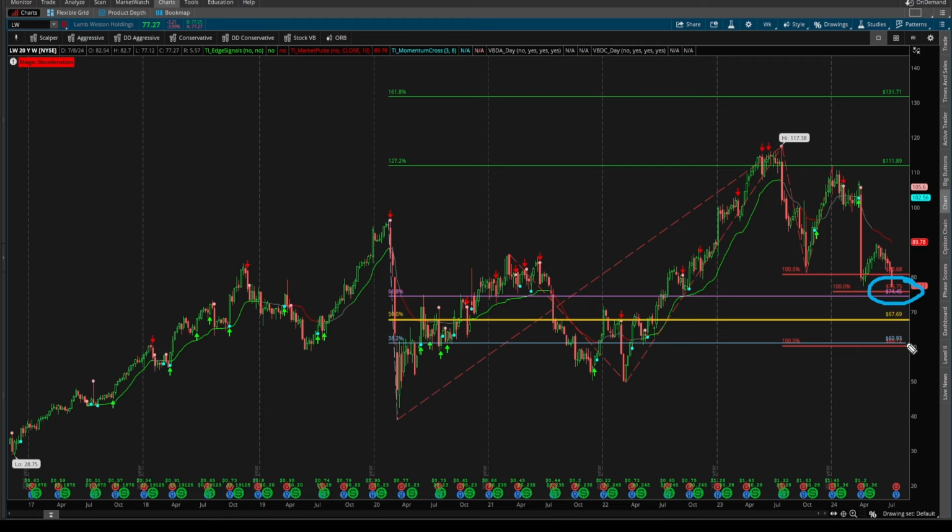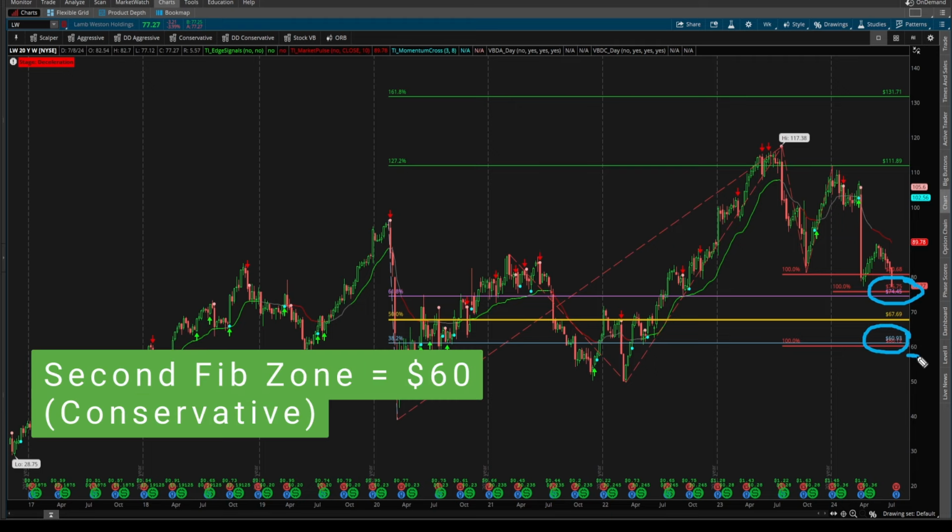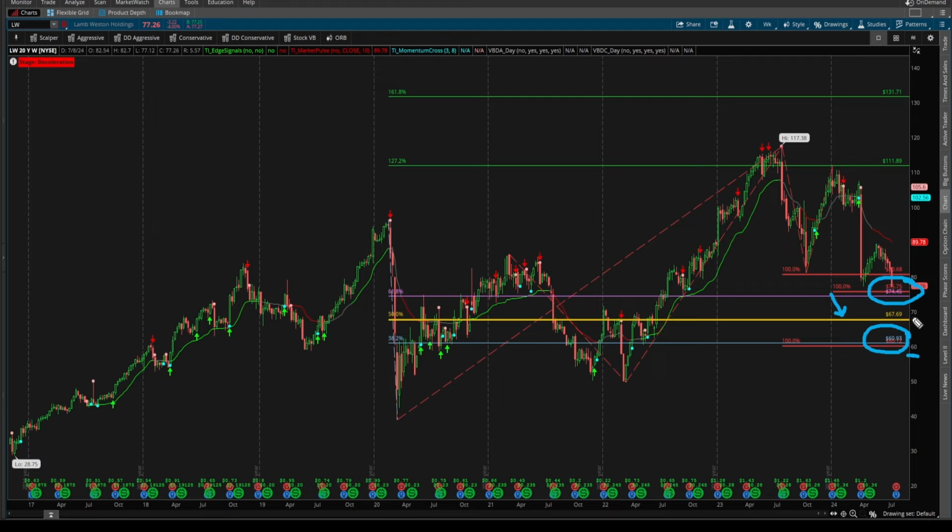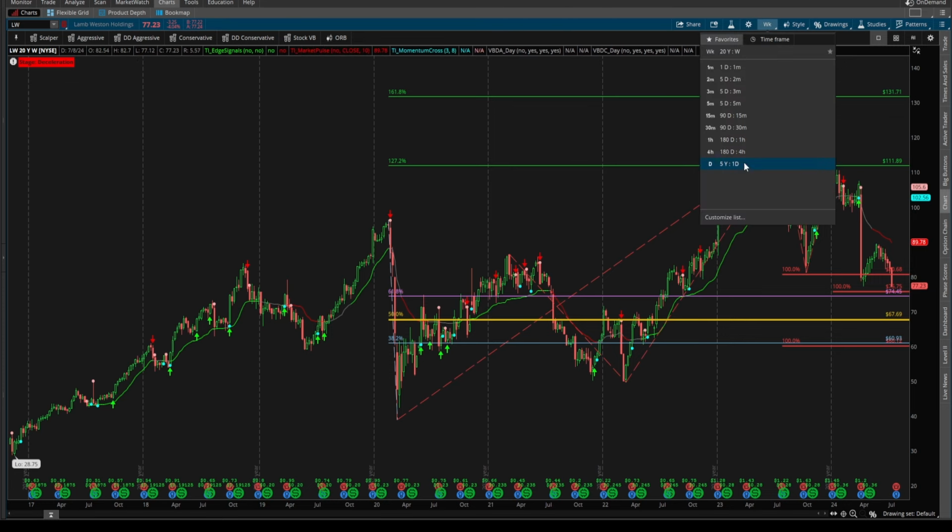The second level that we have, or the second cluster, is down here near the 60 price level. And in between, you have that 50% at, let's call it $67. So really, in my head, I have 75 and 60 as two different price levels that I'm looking at Lamb Weston to find some support and resume its move to the golden ratio of 1618. And that would involve making a new high. So this is all of the Fibonacci levels on the weekly time frame.